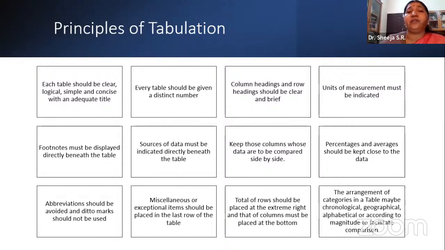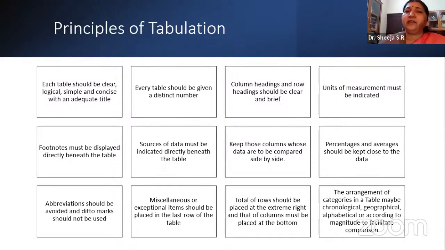That is very important. Whenever you use a table in all kinds of tabular presentations, you have to write down the source of data. Which is the source that you have to specify. Then keep the columns and rows also. Those columns whose data are to be compared must be kept side by side. Then percentages and averages must be kept close to the data.